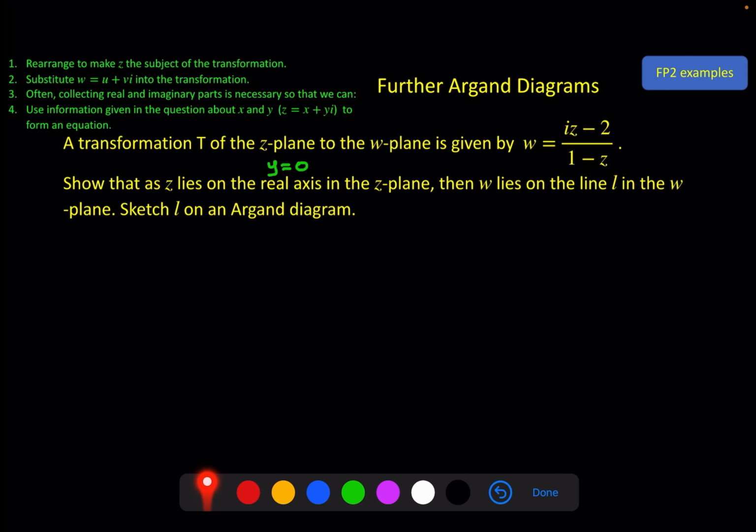But you can see, rearranging this to get z equals something in terms of w doesn't help us substitute in this directly, but we do need to start with that. So let's go ahead and rearrange.